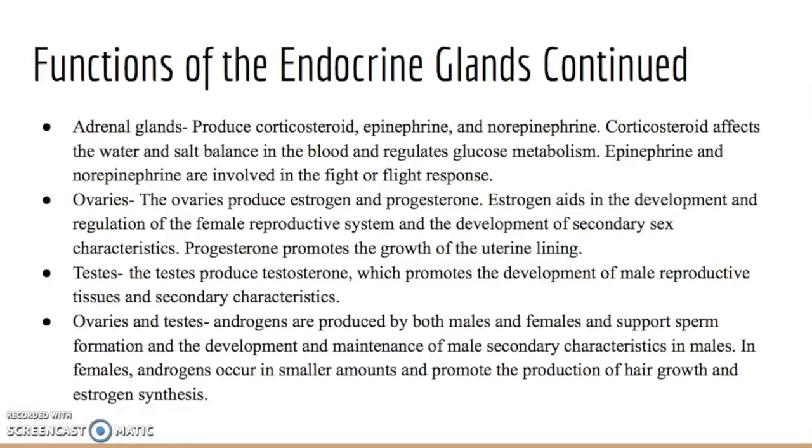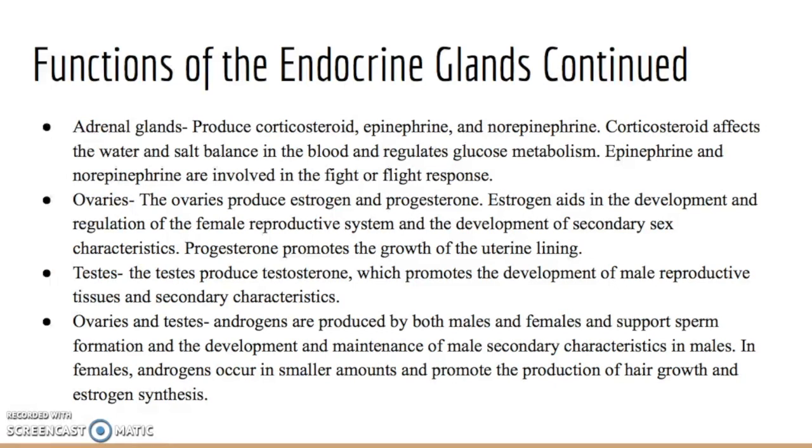Ovaries. The ovaries produce estrogen and progesterone. Estrogen acts in the development and regulation of the female reproductive system and the development of secondary sex characteristics. Progesterone promotes the growth of the uterine lining. Testes. The testes produce testosterone, which promotes the development of male reproductive tissues and secondary characteristics.